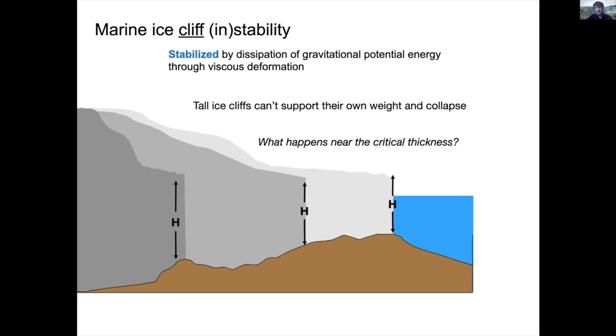Unlike the marine ice sheet instability, what you have to think about for a marine ice cliff instability is the fact that viscous flow of the ice makes the ice thinner, which means that it's less close to that critical thickness, which means that it's less likely to collapse. So viscous dissipation of gravitational potential energy is potentially a stabilizing factor in marine ice cliff instability.